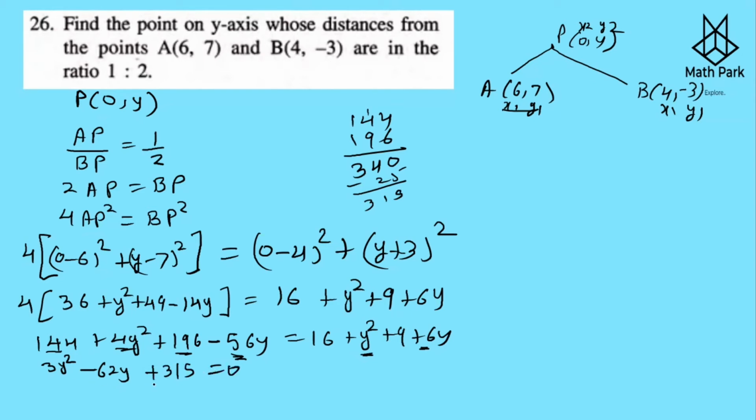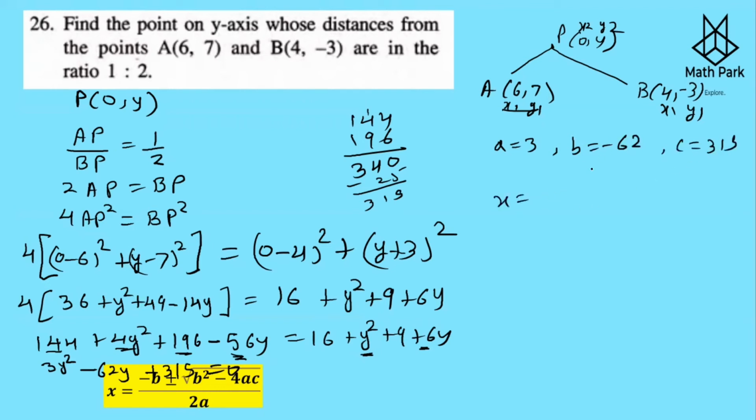Now this is an equation which cannot be factorized by splitting the middle term. We know that if b square minus 4ac is not a perfect square, we cannot factorize by splitting the middle term. So we will now be using the quadratic formula the way we have done in the same exercise, question number 20. So the quadratic formula, we have minus b plus or minus root b square minus 4ac upon 2a. So you have a is equal to 3, b is equal to minus 62, and c is equal to 315.